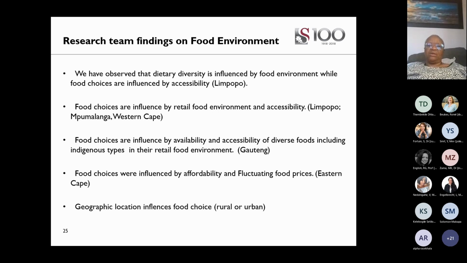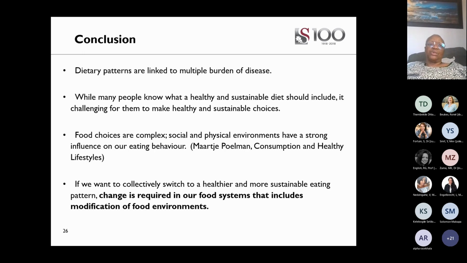Affordability and fluctuating food prices. But the geographic location, whether it's rural or urban, village, township, or city, also is an important community food environment that influences food choice. In conclusion, I would like to indicate that the dietary patterns are linked to the burden of disease.